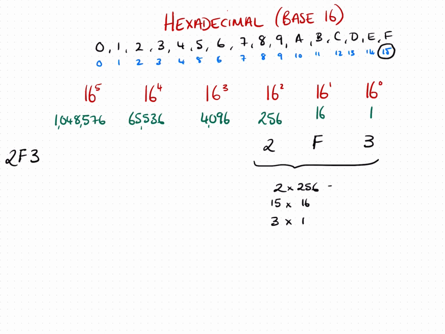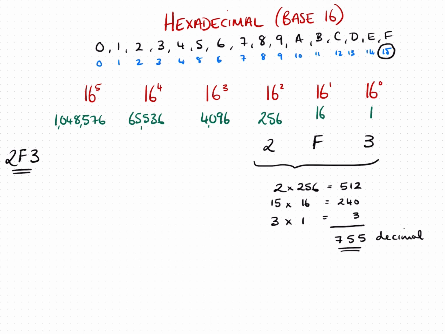Now we simply calculate the final value. 2 by 256 gives you 512. 15 by 16 gives you 240. And 3 by 1 gives you 3. Summing them together, you get 755 decimal. So 755 in our number system, decimal, is the equivalent of 2F3 in hexadecimal.